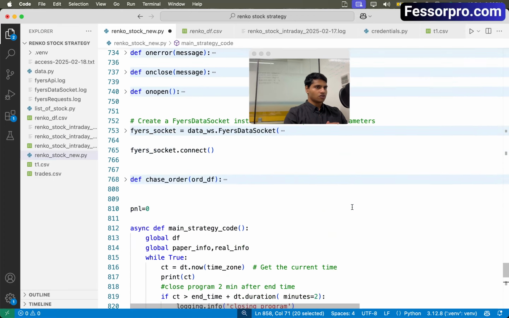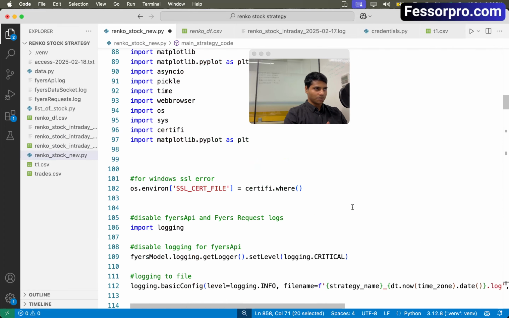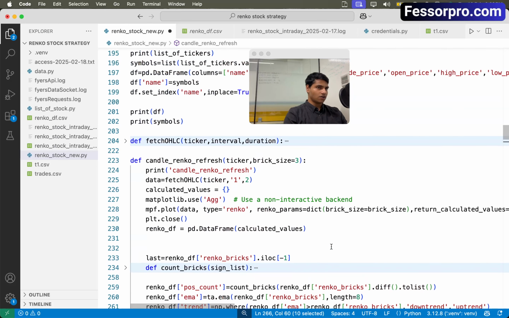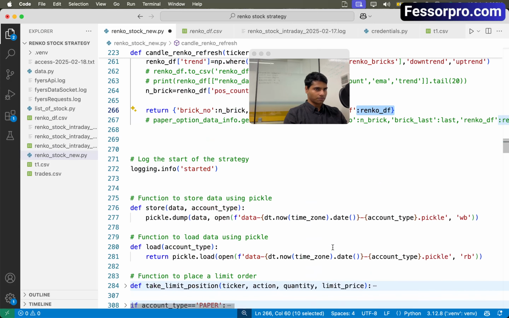This candle Renko refresh function will simply return me three pieces of data. One is the brick number, one is the brick last, which is the last brick size, and one is the Renko DF. From all three, the last one is important, because from this Renko DF you can get the other two easily, right? So this is how the candle Renko refresh function is working.